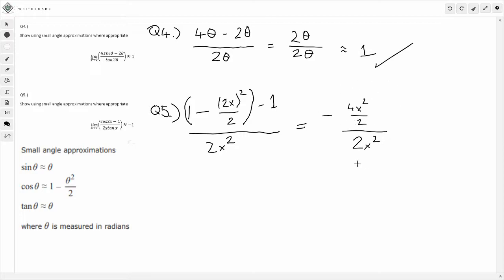Well, what's going to happen here is I'm going to get left with, I'm sorry guys, I'm losing my voice here. This is going to cancel to 2x squared. My denominator is still 2x squared. Oh no, my voice is really going. And hopefully you can see that this just cancels to give us approximately minus 1. I hope that's nice and easy to see, guys. So there you go. Just a couple of questions on the small angle approximations.